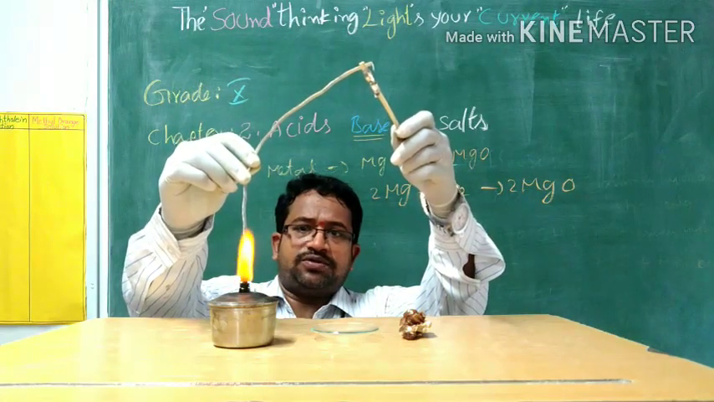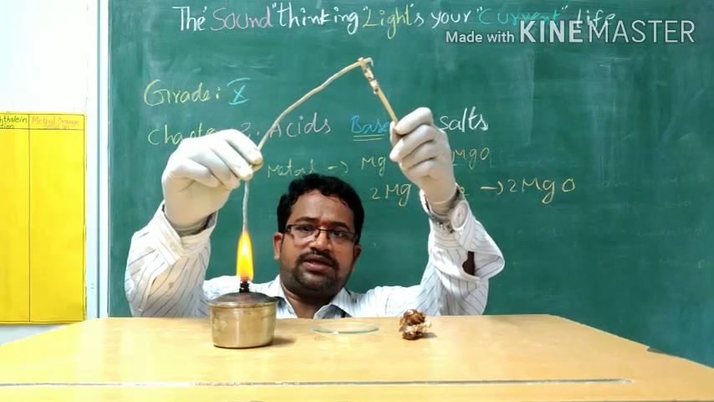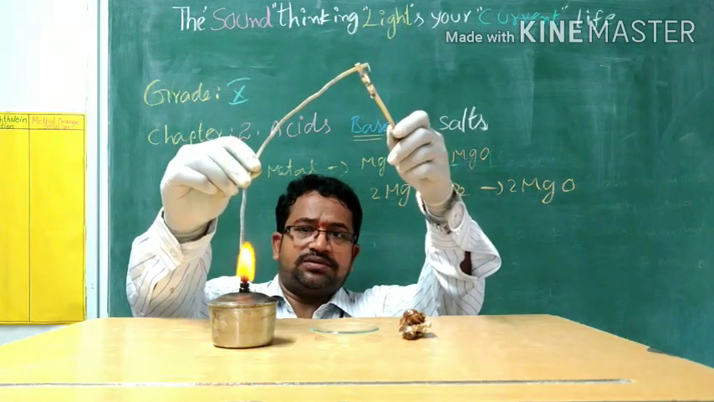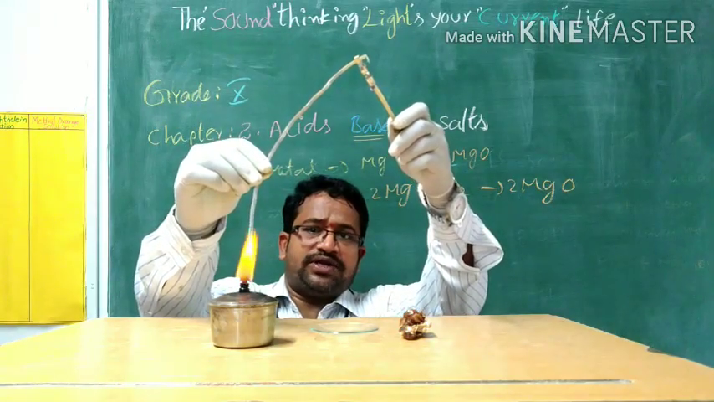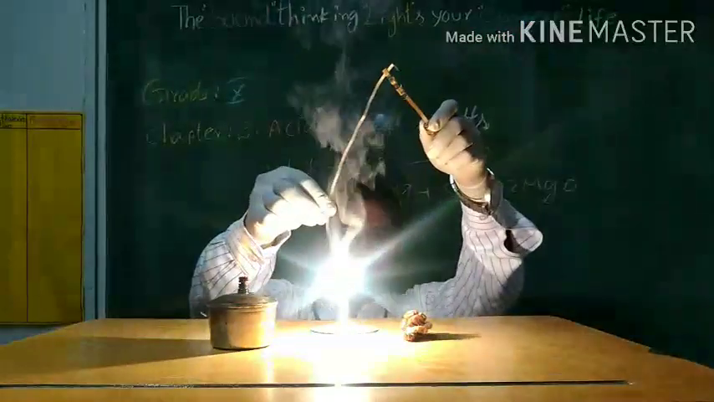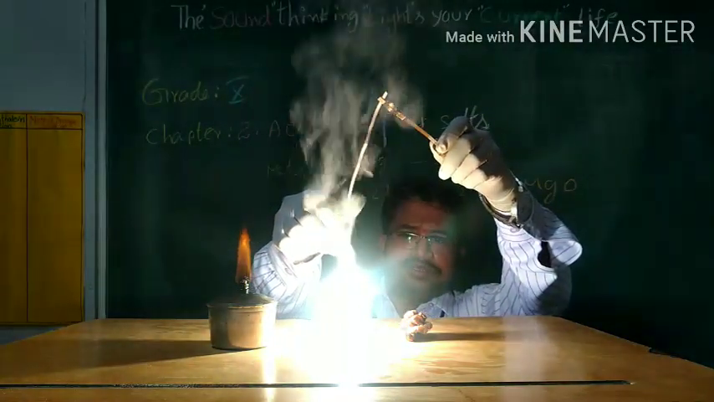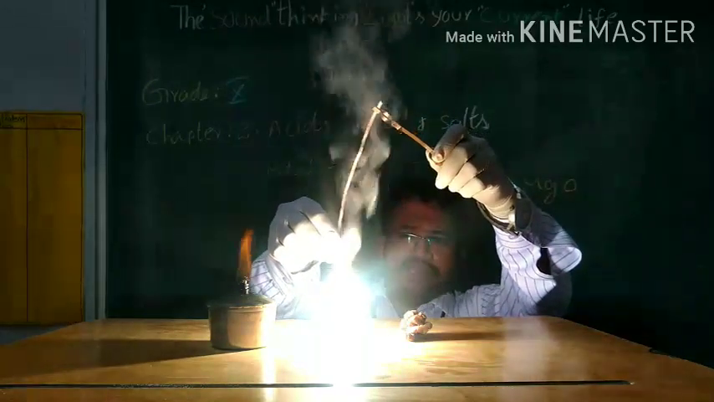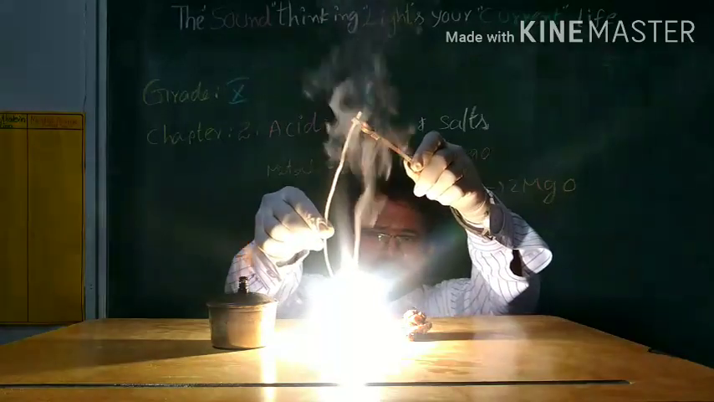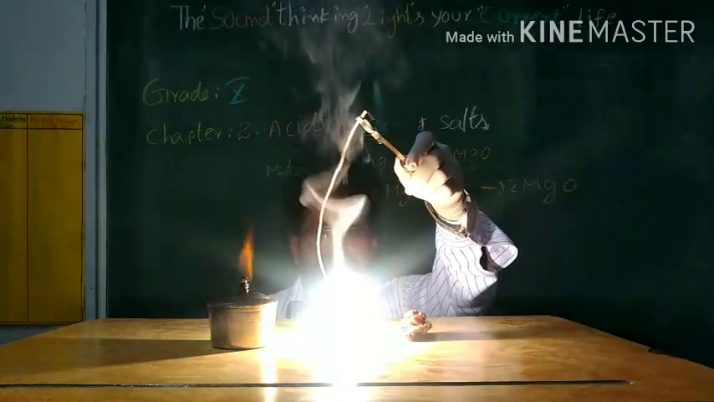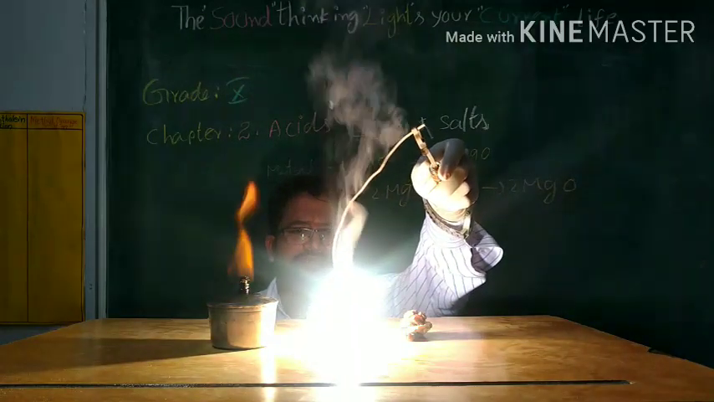When you are going to burn it, you should keep it on the top layer. Dazzling light will come. Very bright light will come when it burns in the presence of oxygen. Magnesium oxide is going to be formed. I am going to collect it in the spatula. Yes, I am collecting that magnesium oxide.